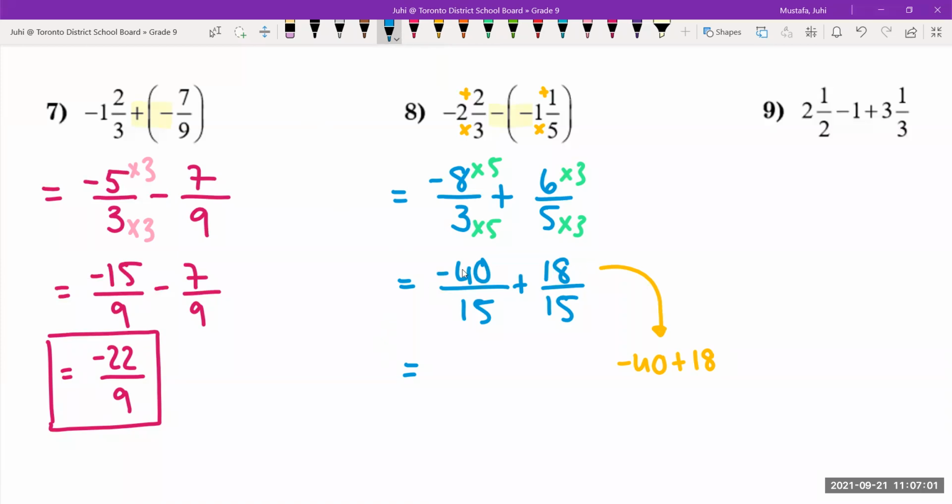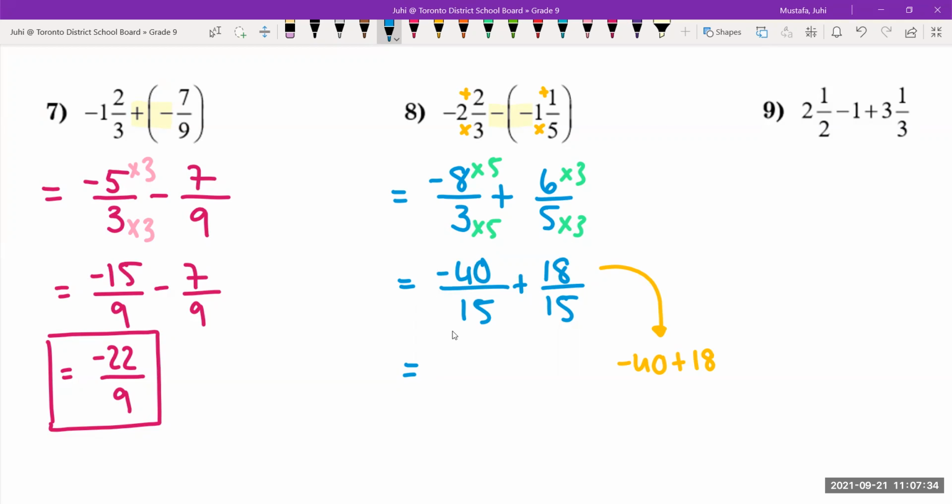You may have to go to a separate sheet of paper to do this on the side. 40 take away 18. But once you do that, Javin, what did you get? So if the signs are different, like a negative and a positive, you subtract these numbers. If the signs are the same, like a negative and a negative, you add these numbers. It doesn't matter, even if this was +40 minus 18, if the signs are different, like a negative and a positive, subtract the numbers and you take the sign that is on the larger number.